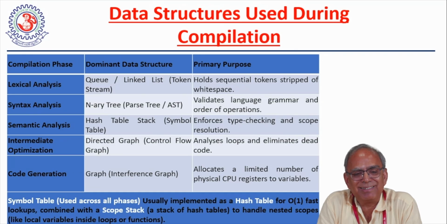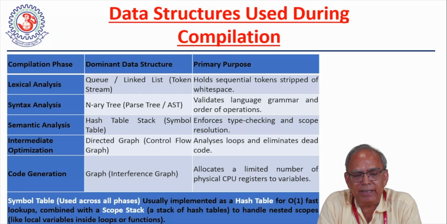Say, lexical analysis. Lexical analysis uses a queue and a linked list for token streaming. These are again different data structures. During syntax analysis, it requires an n-ary tree. You people have been thinking of binary trees only, where a maximum of two children are permitted, but in an n-ary tree, n children are permitted, and these are more complex trees. So for parsing, such types of trees are required to be constructed.